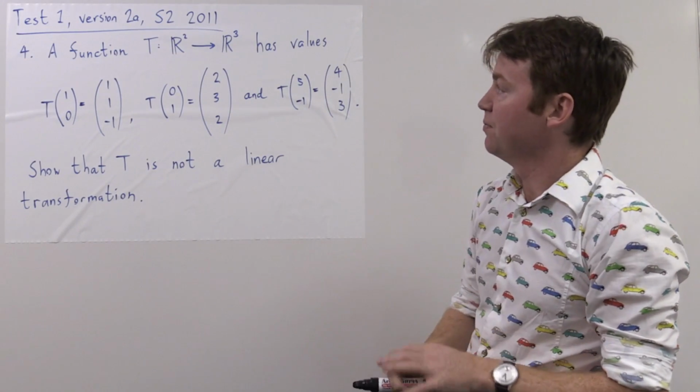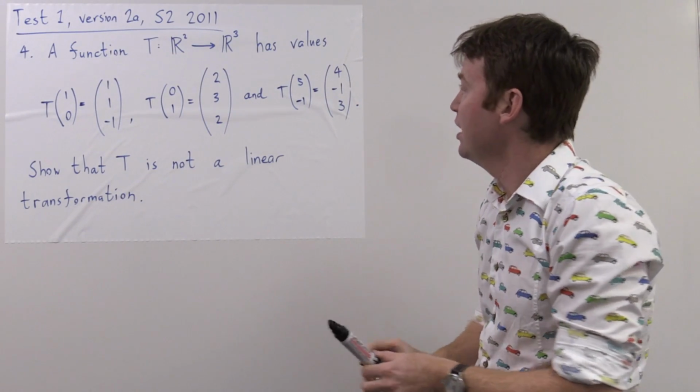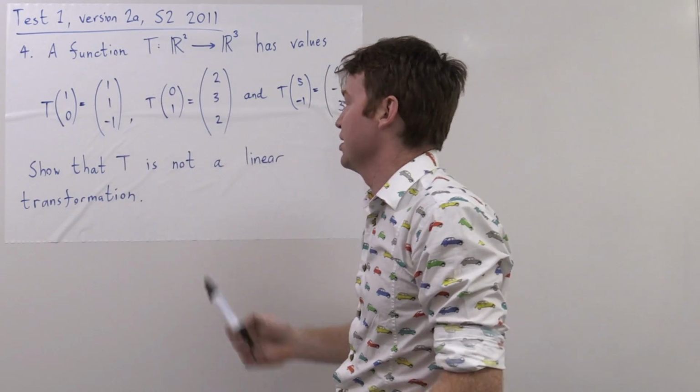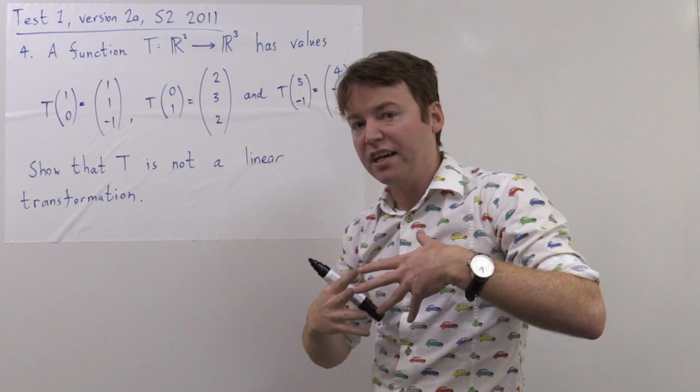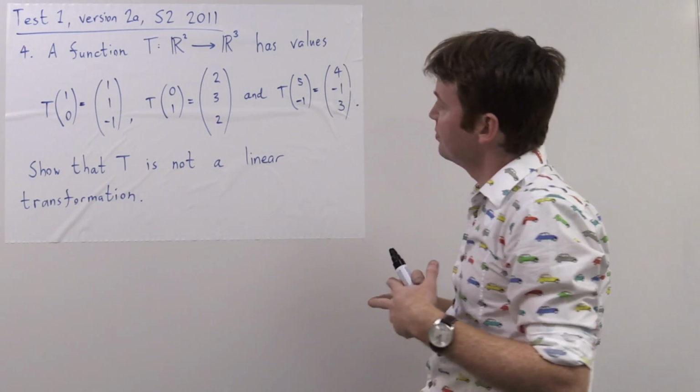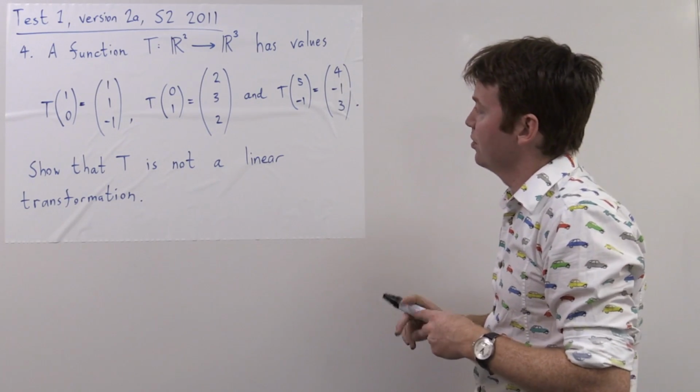So you have some function T. You're not told if it's linear. It just maps R2 to R3, and you're told what it does to these things. Show that it cannot possibly be linear.